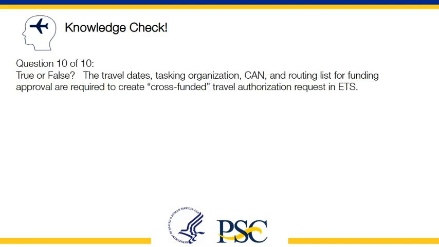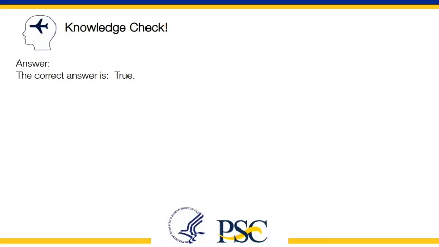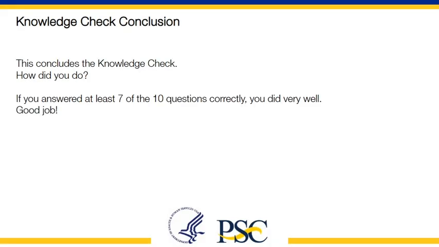True or false? The travel dates, tasking organization, CAN, and routing list for funding approval are required to create cross-funded travel authorization request in ETS. Click the pause button, consider your response, and then click play to resume and learn the correct answer. The correct answer is true. This concludes the knowledge check.